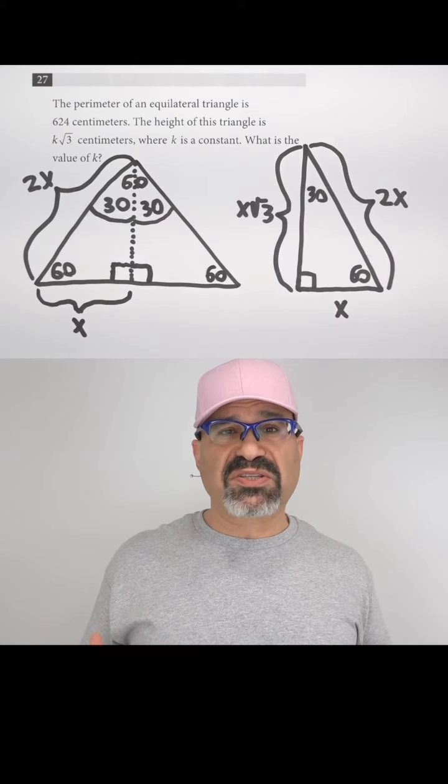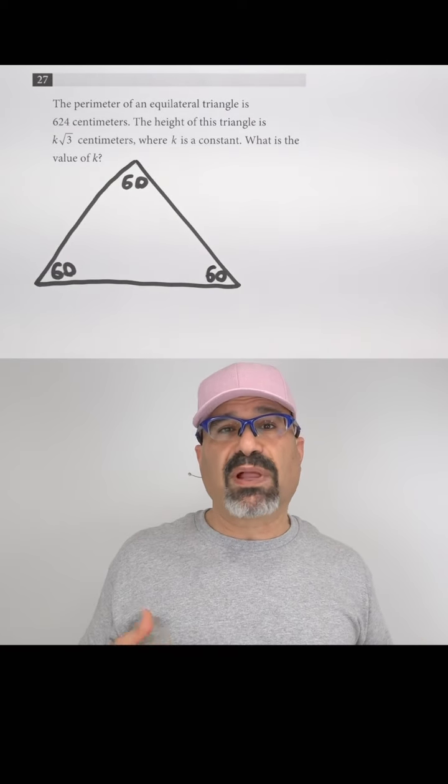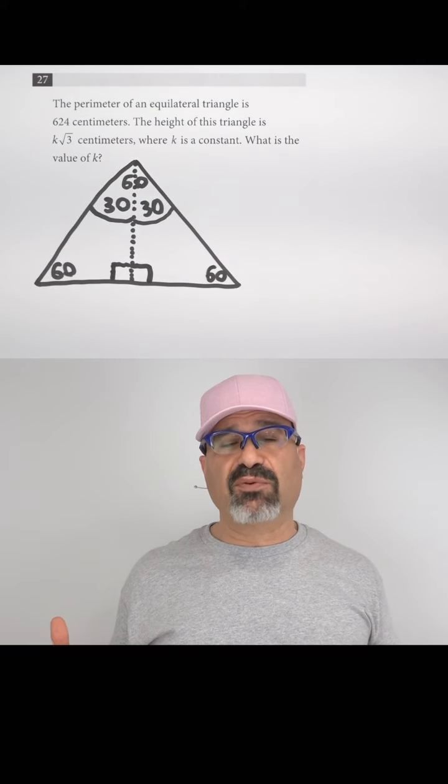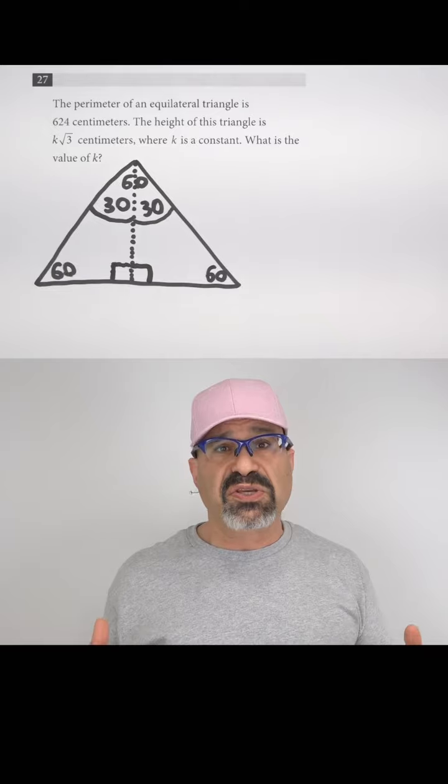Well, an equilateral triangle consists of two 30, 60, 90s back to back. And if you take an equilateral triangle and divide it in half using a perpendicular bisector, you're going to get two 30, 60, 90 right triangles. Now, if you remember your 30, 60, 90 right triangles, you'll remember that the sides have a ratio of x to x root 3 to 2x.